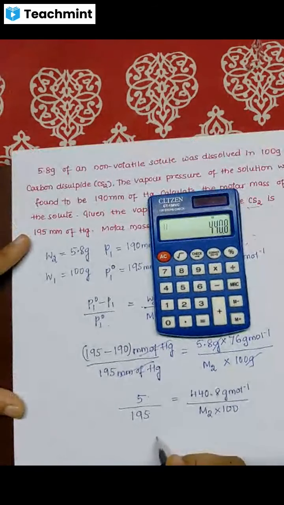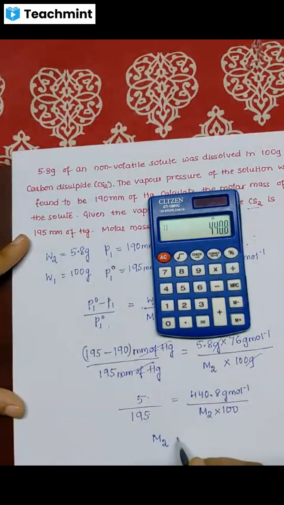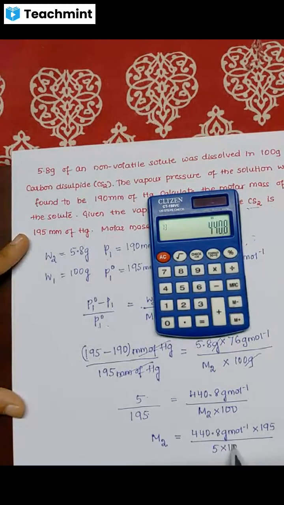So what does the rearrangement do? We need M2, so we have taken M2 to the other side. M2 equal to 440.8 gram per mole into 195 divided by 5 into 100, which is nothing but 500.